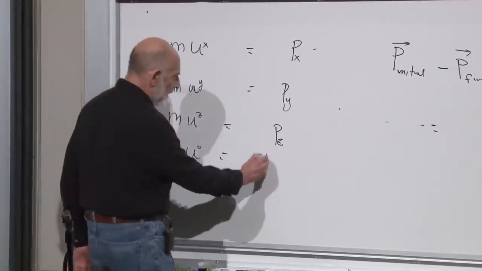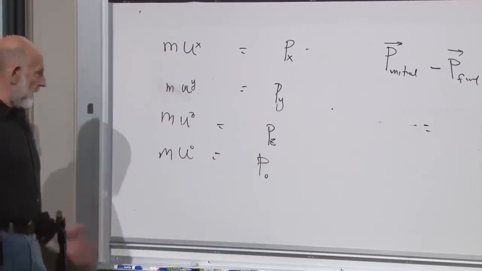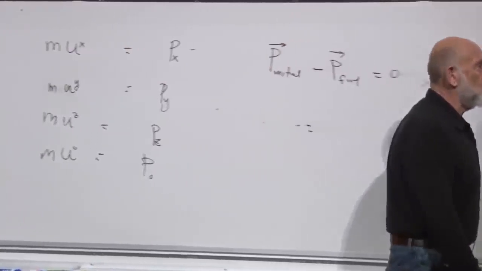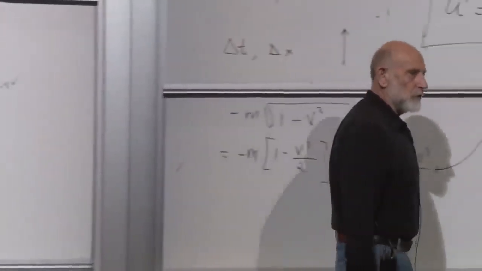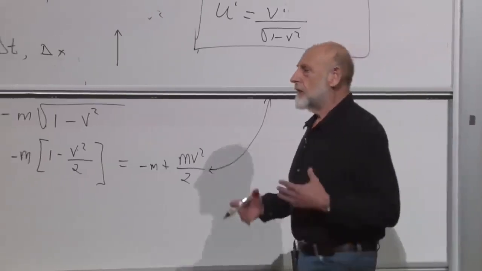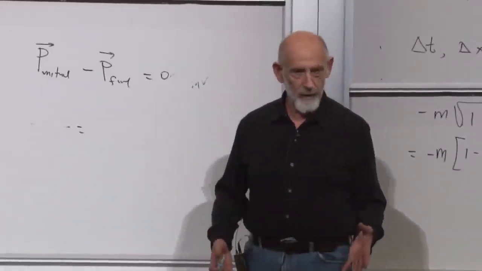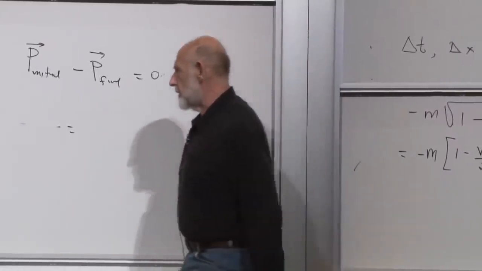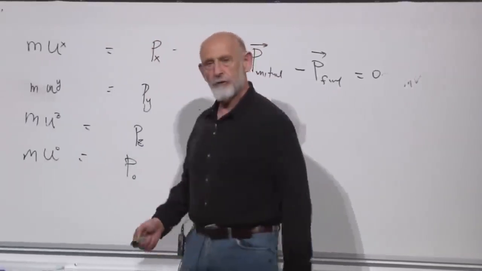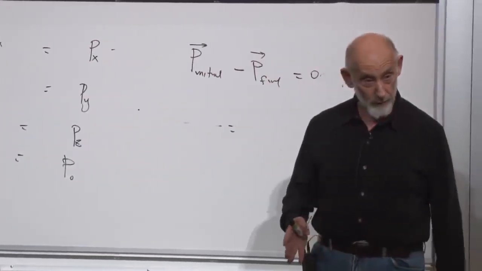We can give it a name. We can call it p sub naught. Is there a significance to it, and is it something that we already recognize as something which ought to be conserved? And of course the answer is yes. There is a 4th thing which is conserved for particle mechanics. It's energy. So it's natural to ask the question, is this the energy? Is this 4th component of 4-momentum nothing but the energy of the particle?